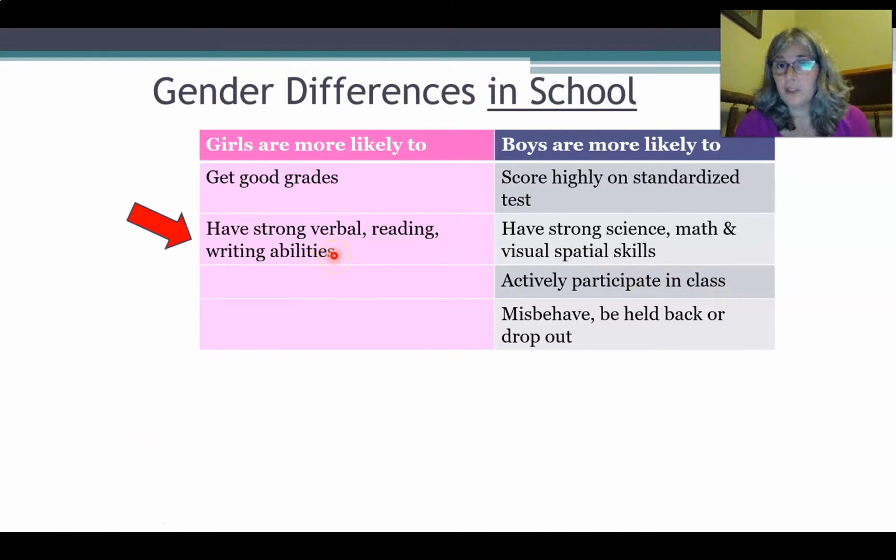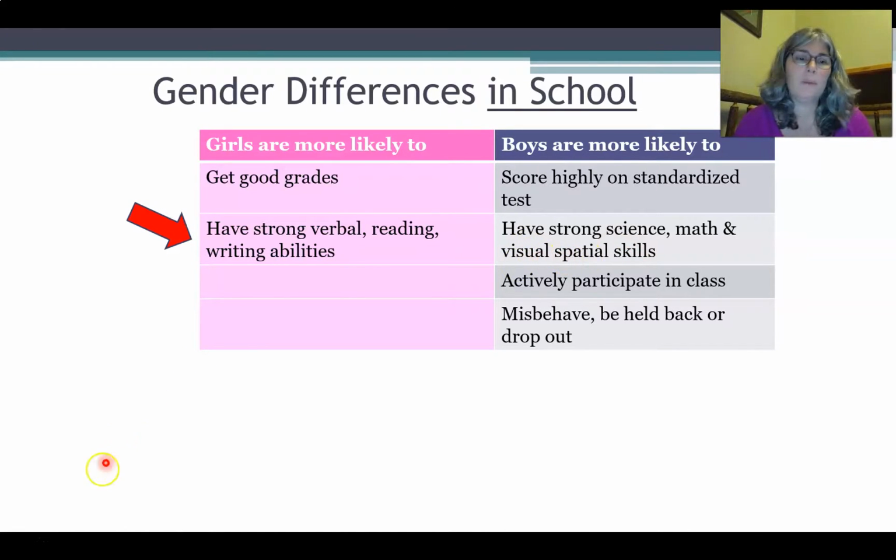In terms of subjects, it's a pretty well-known difference that females tend to do better in the language arts, in verbal skills, reading and writing. And in general, males tend to do better in science, math, and visual spatial skills. And again, this doesn't mean all females are one way and all males are another. It's just a general trend. This is why there's been a lot of work and grant money and research towards trying to engage females more into the math and sciences.